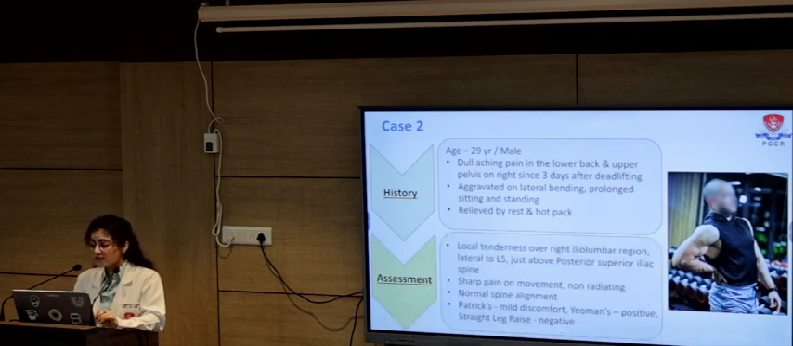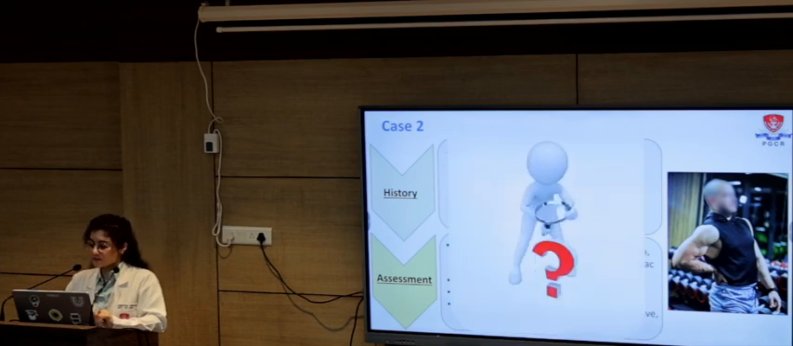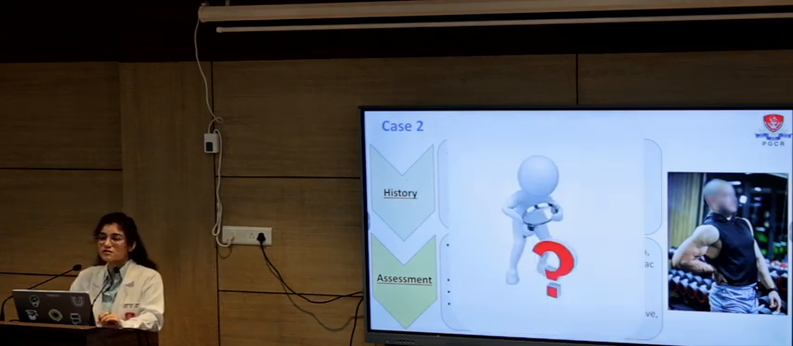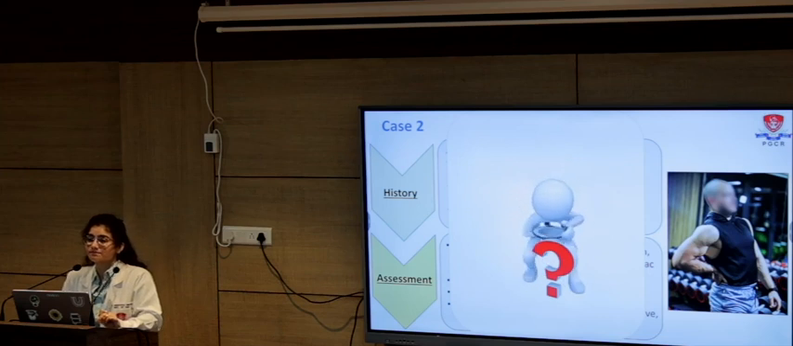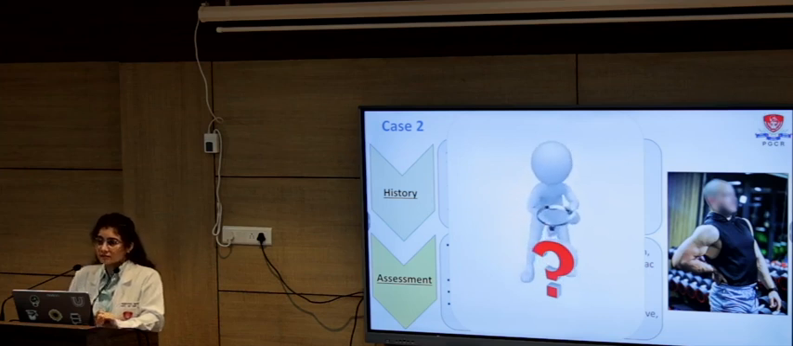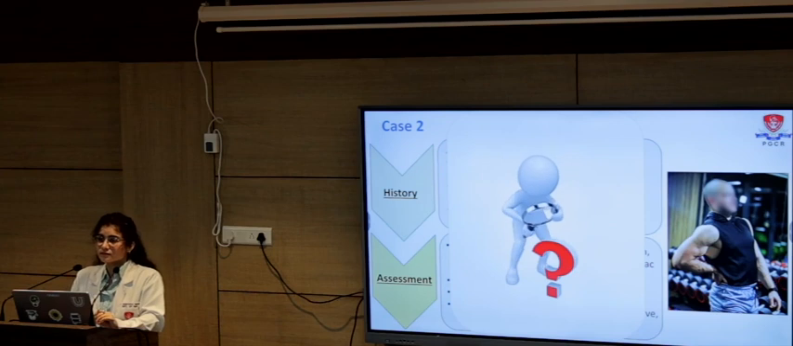On assessment, there was local tenderness over the right iliolumbar region lateral to L5, just above the posterior superior iliac spine. There was sharp pain on movement, which was non-radiating type. Spine alignment was normal, and on performing Patrick's and Newman's test, they were positive, whereas the straight leg raise test was negative. So now in this case, what should be the differentials? Any guesses? I think it can be disc bulge, disc protrusion, and disc injury.